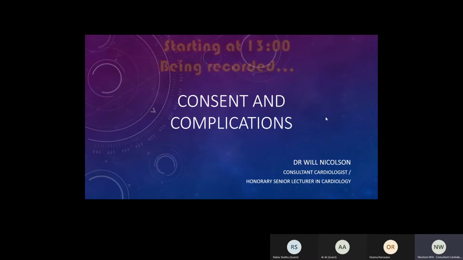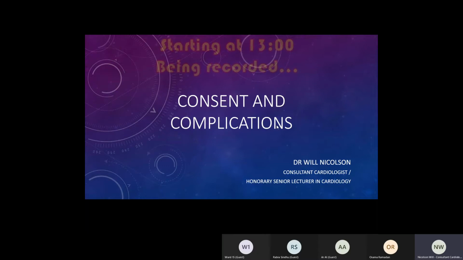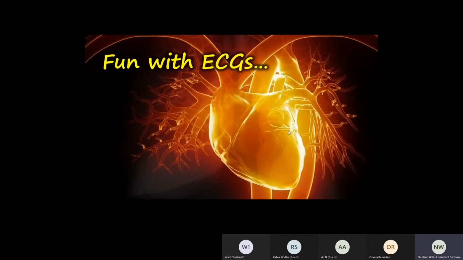Consent and complications, and I want to try and talk in general about what consent is rather than something specific to a procedure, which hopefully will give you some insights into how you think about what you say to patients when you consent patients, when you're having to make the decisions about what consent should be going forwards. We'll start off with an ECG.